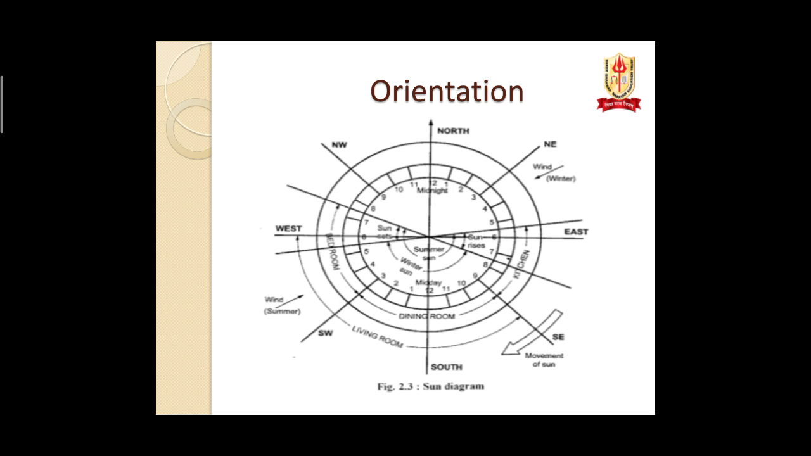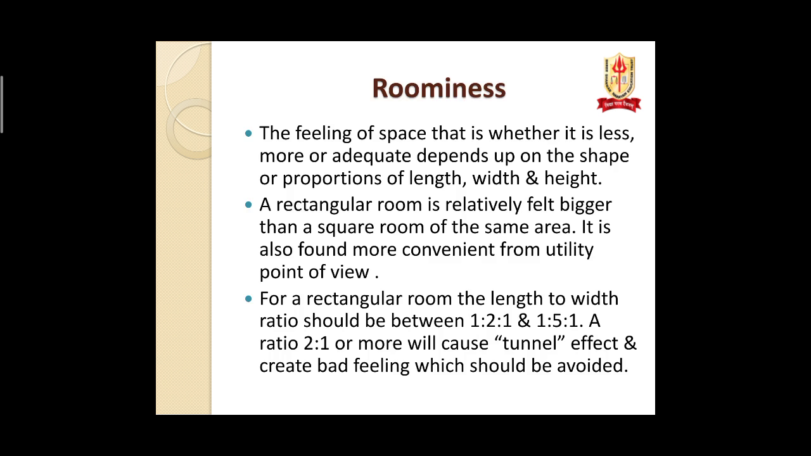And you can see the kitchen is from the east to southeast. Like this, if you read the sun diagram, it is very easy to know how you are placing your rooms. So if this question comes in the paper, you have to explain it and also draw one sun diagram. Orientation means placing a room according to the north direction, and for that we draw the sun diagram.